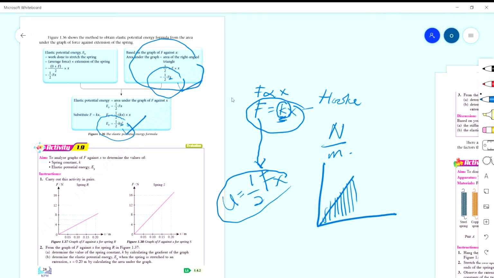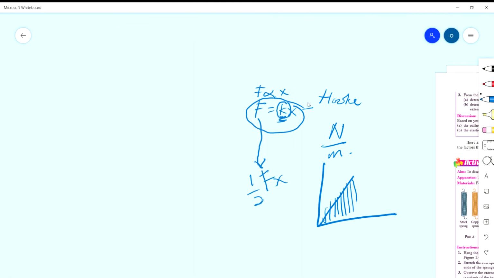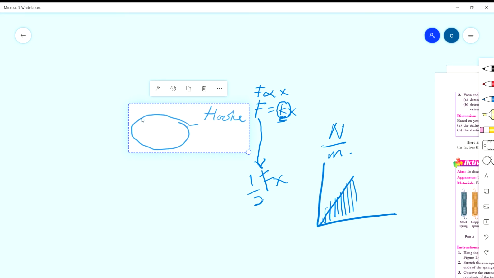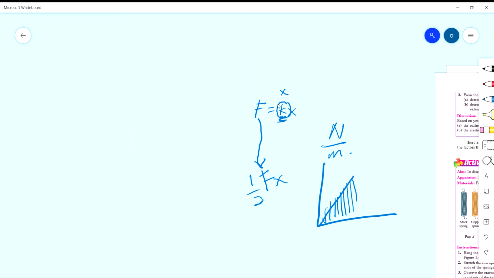So, any question? So, for sure no question. So, we go to the next part. Okay, let me erase this first. Okay, now, next page. Okay, go to the next page.